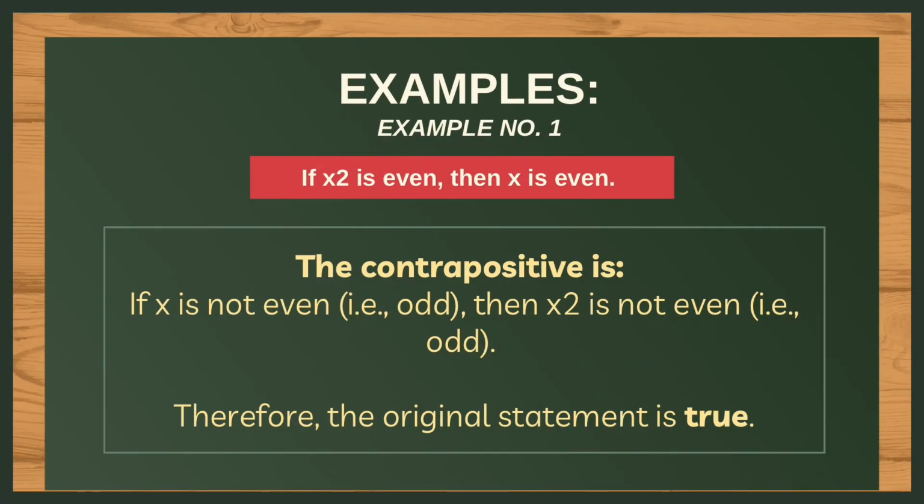There are examples. Example number 1. If x² is even, then x is even. The contrapositive is, if x is not even, which means it's odd, then x² is not even. Therefore, the original statement is true.